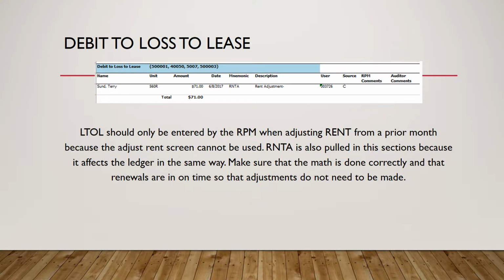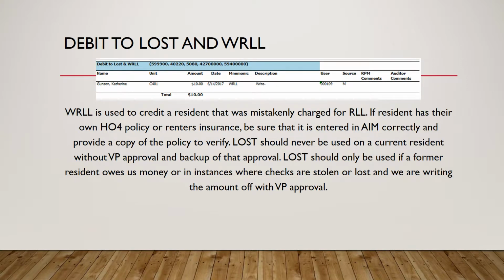Debit to loss to lease. Loss to lease should only be entered by the RPM when adjusting rent from a prior month because the adjust rent screen cannot be used. RNTA is also pulled in this section because it affects the ledger in the same way. Make sure that the math is done correctly and that renewals are in on time so that adjustments do not need to be made. Debit to lost and WRLL.